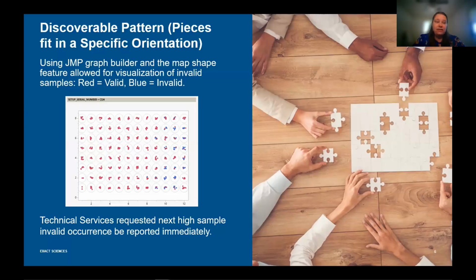And so you can see that on the right side of the plate, there are clearly a lot more blue dots than the red dots. And they also are a little bit following certain columns too. So it's not just the rows, but also the columns. So my team then requested that the next high sample invalid occurrence be reported immediately. Knowledge of the instrumentation combined with this data pattern led us to consumable material lot trending, which we had already started the lot trace back based on another investigation that was occurring.